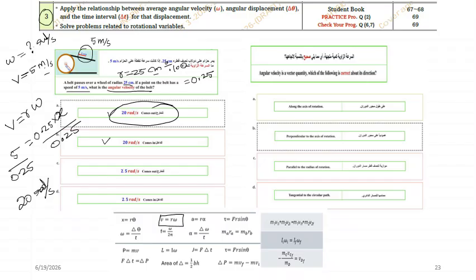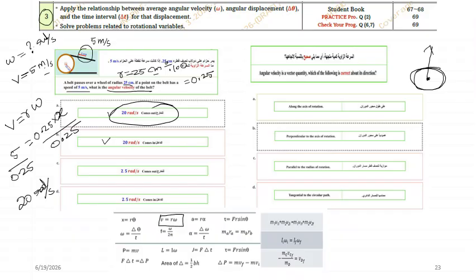Okay, now let us look at the next question. Angular velocity is a vector quantity. Which of the following is correct about the direction? I think we have addressed this when we talked about angular velocity. If this is the rotation, a circle, the angular velocity will always be perpendicular to the plane of rotation. If it is rotating on the ground, the angular velocity will be perpendicular to the ground. That's the idea.